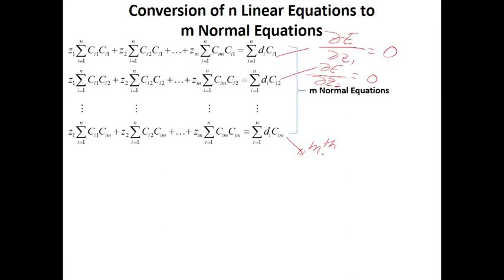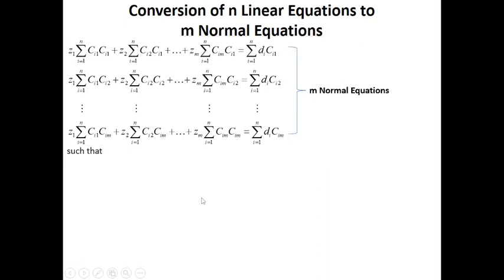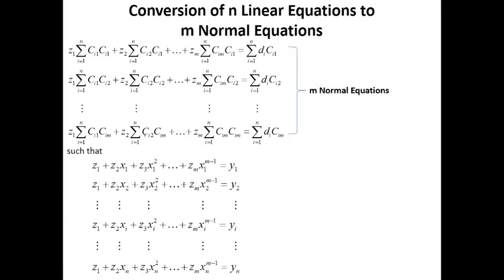So, in here, del E over del Z sub M, pit natin sa 0. This can be derived. Okay. So, we have the M normal equations, such that ito yung mga linear equations natin na given sa problem. We have n linear equations.